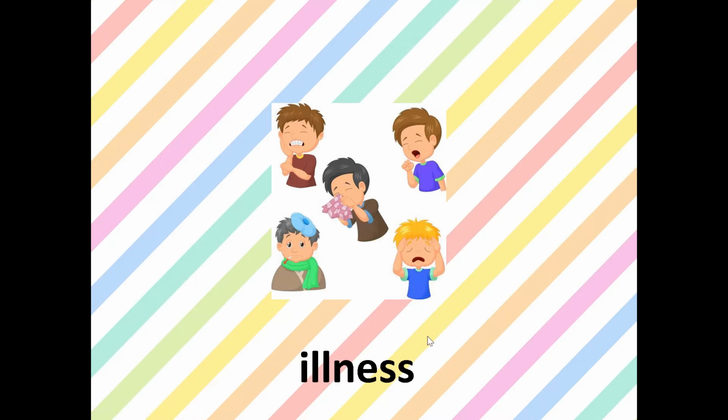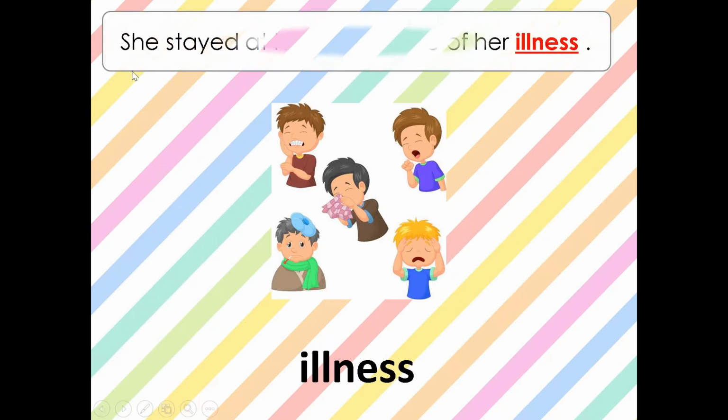Repeat with me: illness, يعني المرض. She stayed at home because of her illness. This is an example for using the word illness. She stayed at home because of her illness.